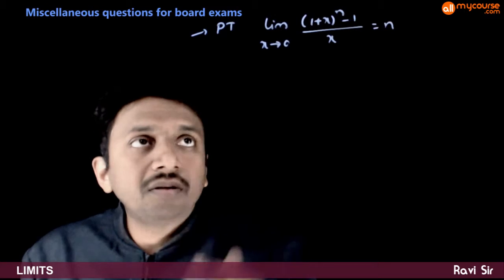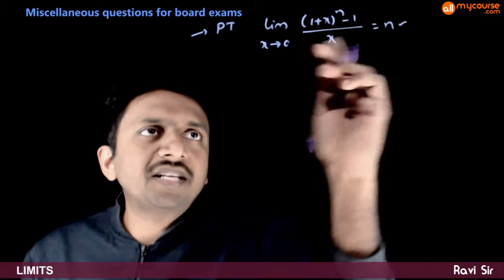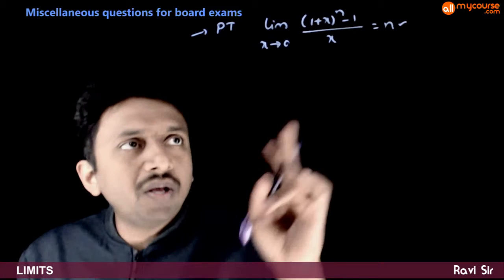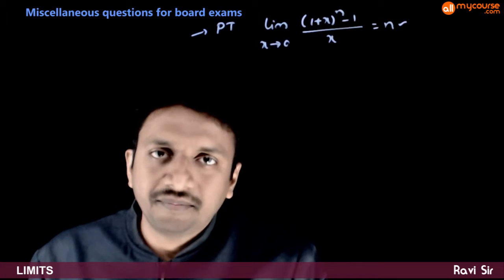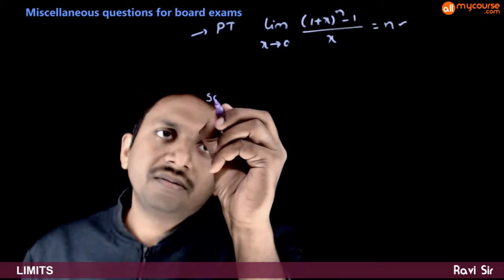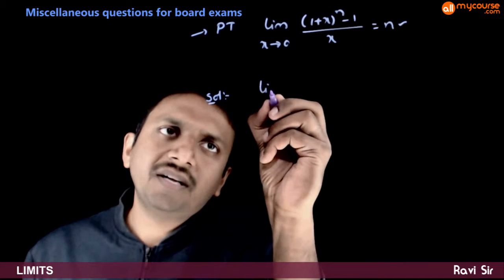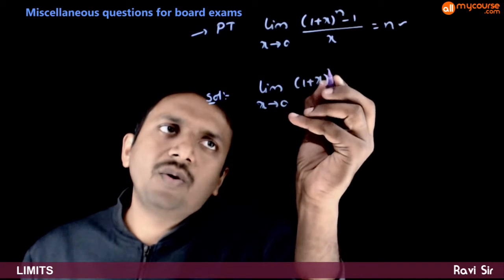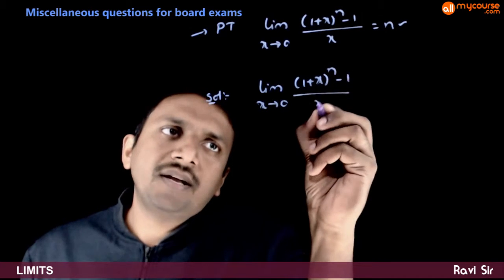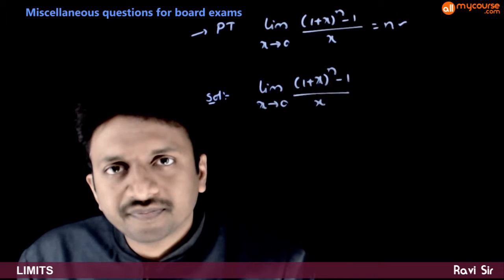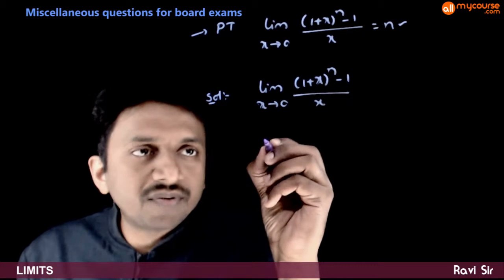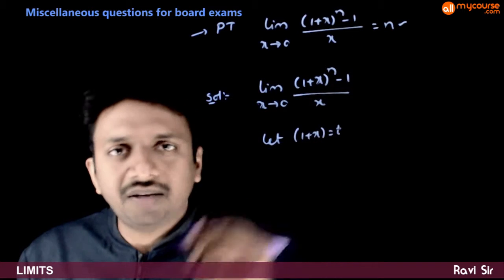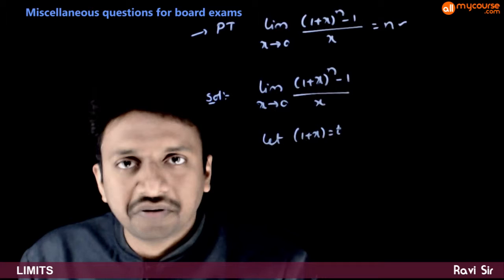In this question, you're asked to prove that limit x tends to 0, (1 plus x) whole power n minus 1 by x is equal to n. So let us take this limit: limit x tends to 0, (1 plus x) whole power n minus 1 by x. So what we do in this question is let 1 plus x is equal to t. So let us use the substitution.